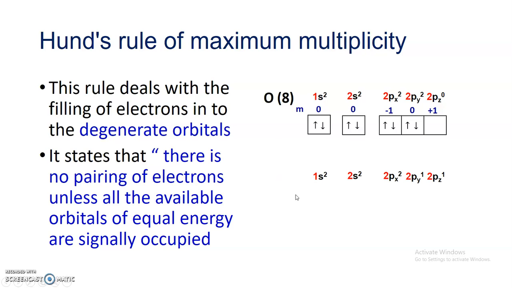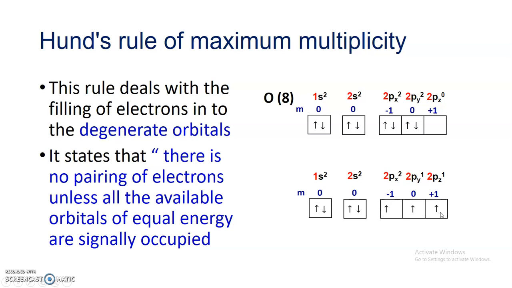Now another way is, again this is the configuration: 1s2, 2s2, 2px2, 2py1, 2pz1. So 2 plus 2 is 4, plus 2 is 6, 7 and 8. So this is another way of writing the electronic configuration for oxygen. So these are the values of magnetic quantum numbers. Now this is the first electron entering the 1s orbital. This is the second electron entering the same orbital. This is the third electron. This is the fourth electron.